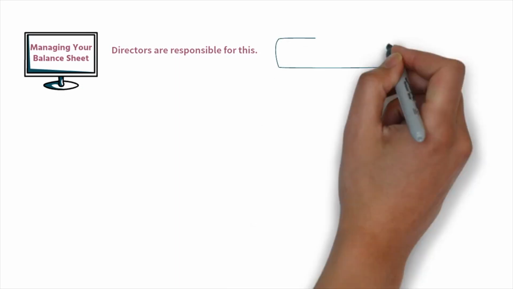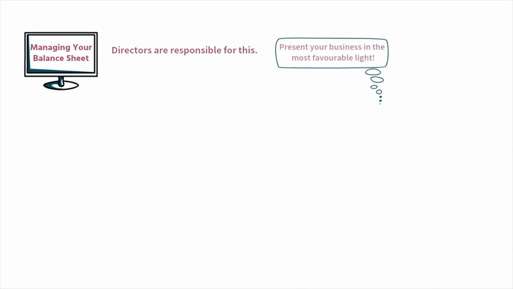As stated earlier, the directors are responsible for the accuracy, content, and filing of the statutory accounts. Before submitting them to Companies House, consider who's likely to be reviewing them and what can be done to present the business in the most favourable light.